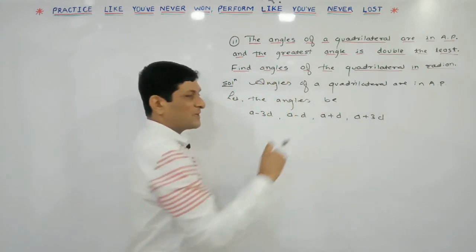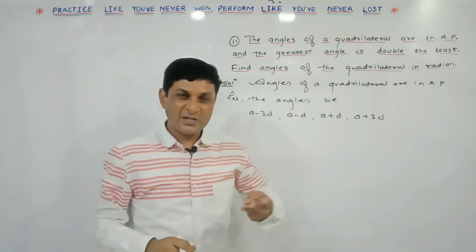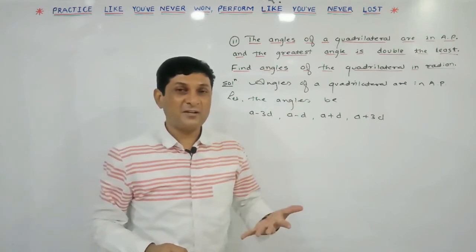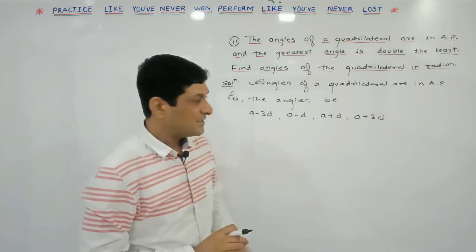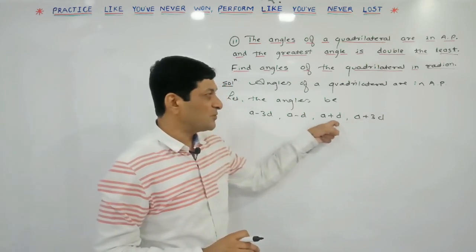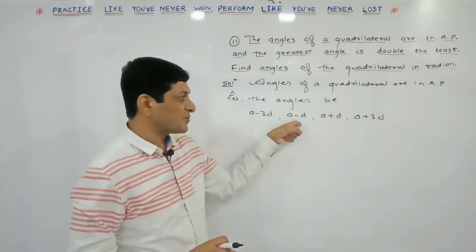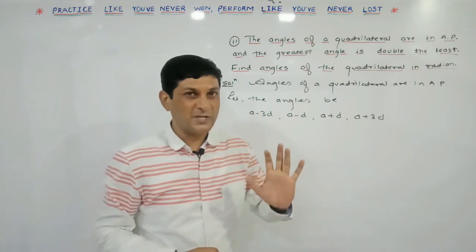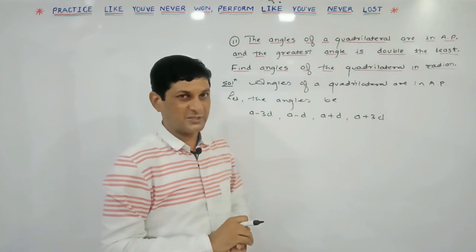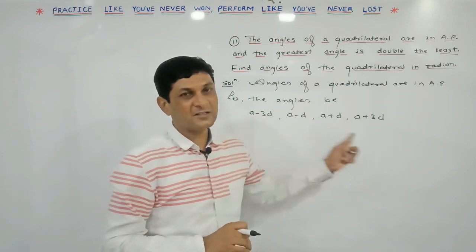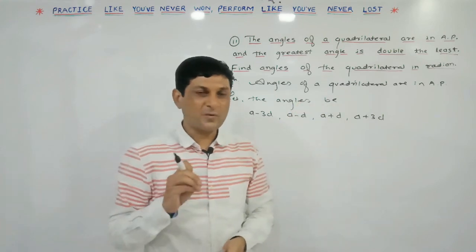In this case we have considered 4 terms in arithmetic progression. How to denote 3 terms, 4 terms, 5 terms in arithmetic progression, all these things you have studied in class 10. Here if you observe, the difference of any term from its previous term is 2D. This difference is also 2D, this difference is also 2D, and this difference is also what? 2D. And if the difference is constant, we can say that terms are in arithmetic progression. So here these 4 terms are in arithmetic progression. That's why we are supposing that these are the angles of the quadrilateral.